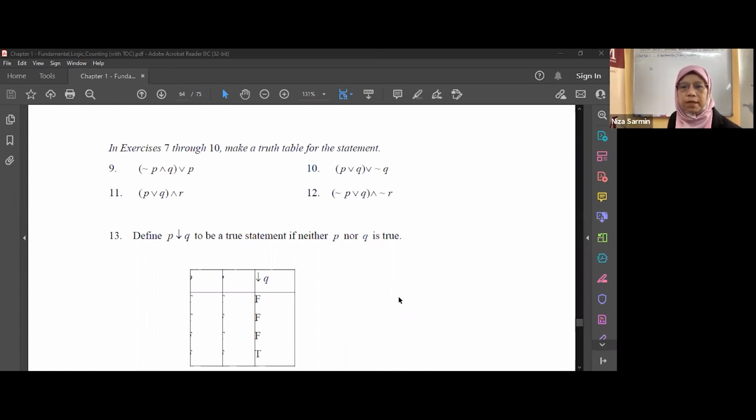So we have 3 variables: P, Q, R. Since we have 3, we have 8 rows. 8 rows divided by 2, you have 4 T and 4 F. Then you divide again by 2. So TT, FF, TT, FF. Then TF, TF, TF, TF.